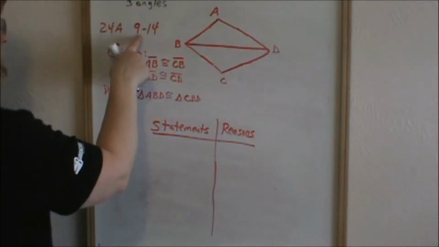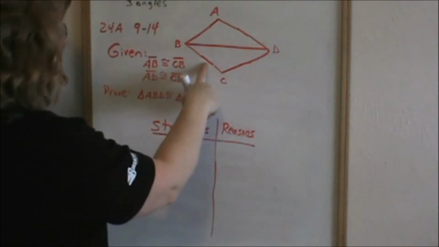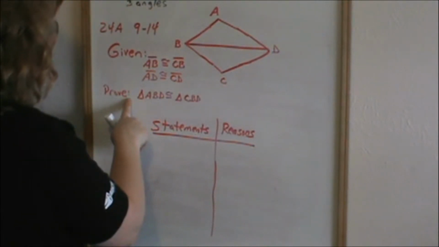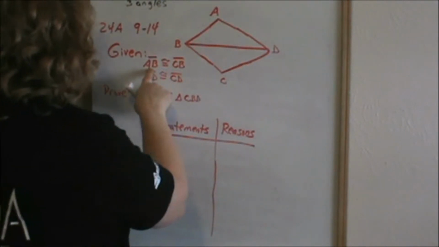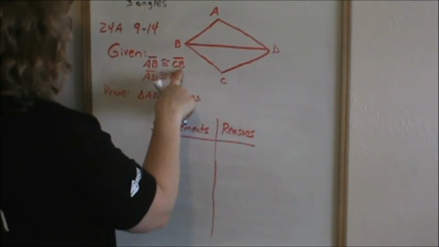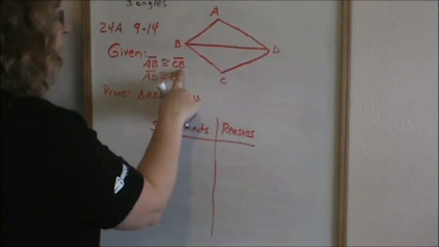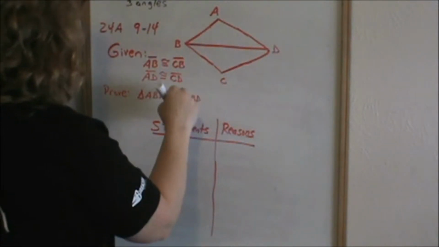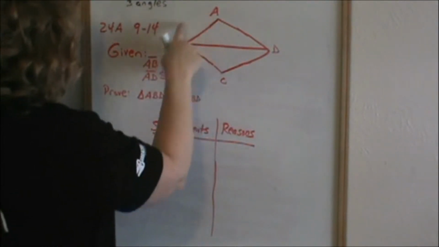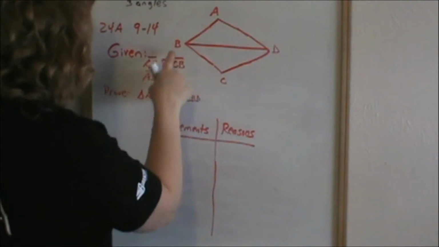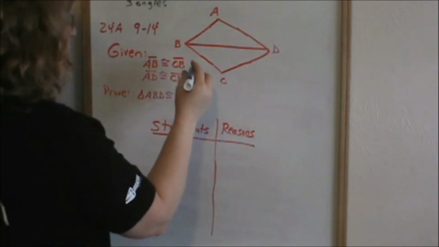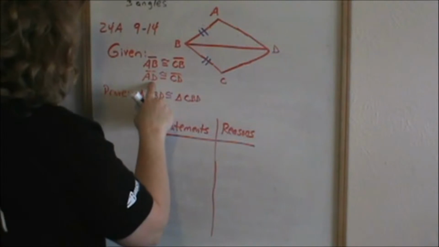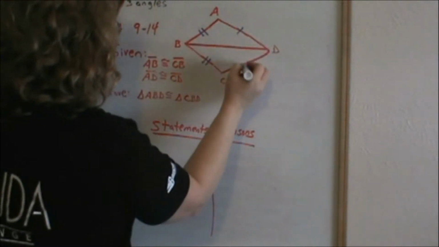Okay, we're looking at 24A, 9 through 14. We have this drawing right here. We have our givens, and we have what we're trying to prove. So we are told in the given that line segment AB is congruent to line segment CB. Notice how they actually use their corresponding parts. Point A corresponds to point C, and so they say AB, and since they're going to say AB, they're going to say CB. So since AB is congruent to line segment CB, we can mark that. Then AD is congruent to CD, so AD is congruent to CD.